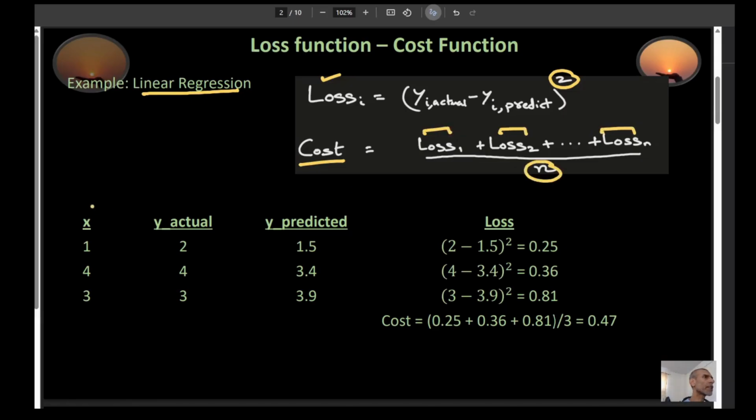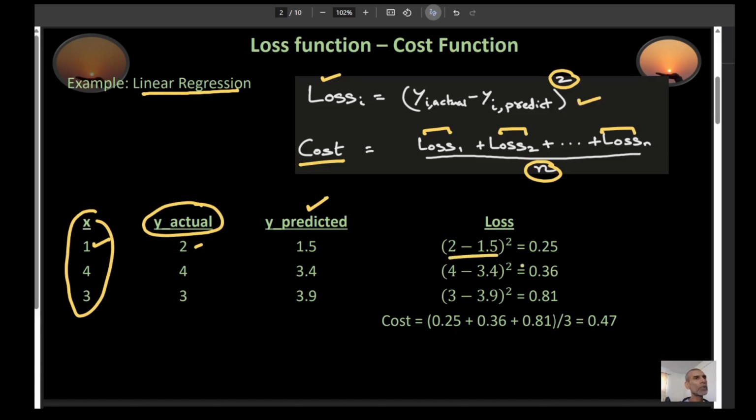Suppose this is my data right here. This is my x, so in this case x equals 1, 4, 3, and this is the y actual. These are my actual values of y, so in this case 2, 4, 3. And let's say your linear regression makes a prediction. These are your predicted values. So the loss for the first data point would be 2 minus 1.5, squared, according to this formula right here. The answer comes out to be 0.25. So this is my loss for one data point.